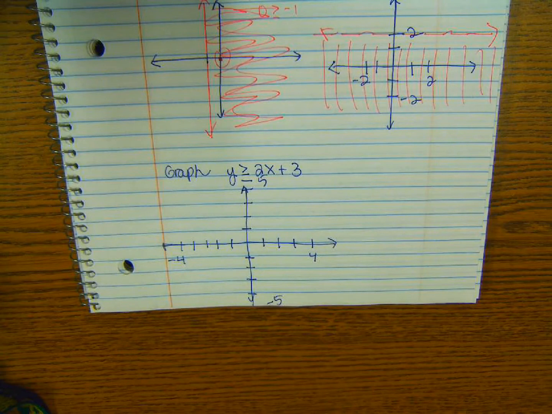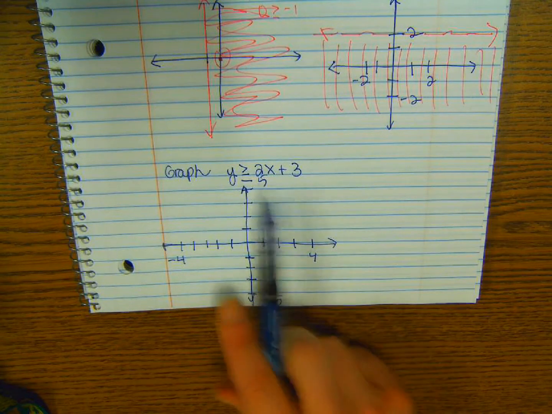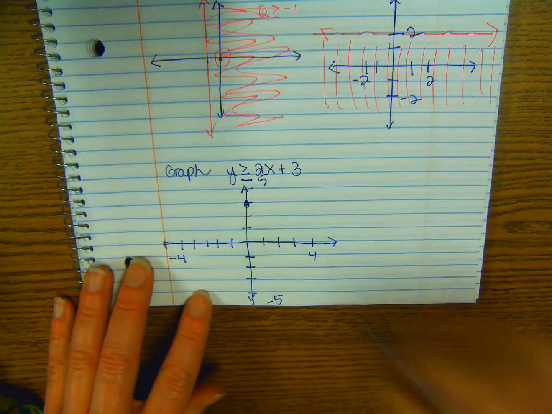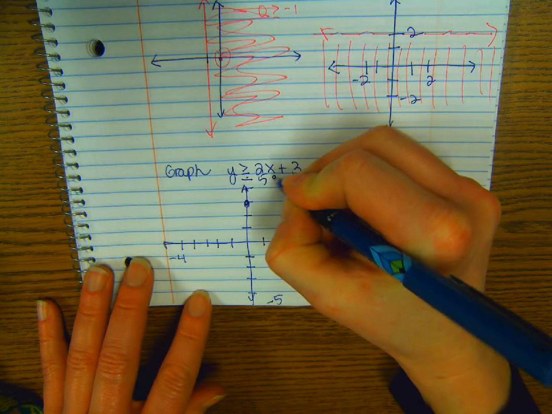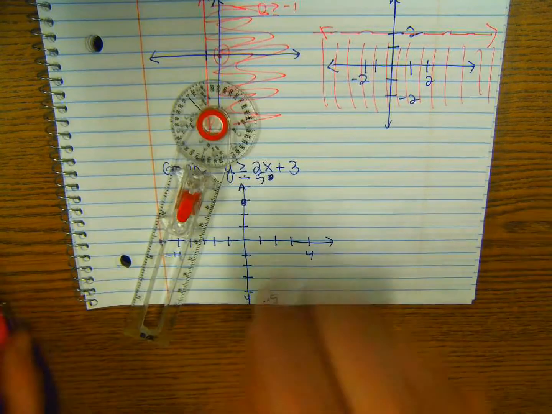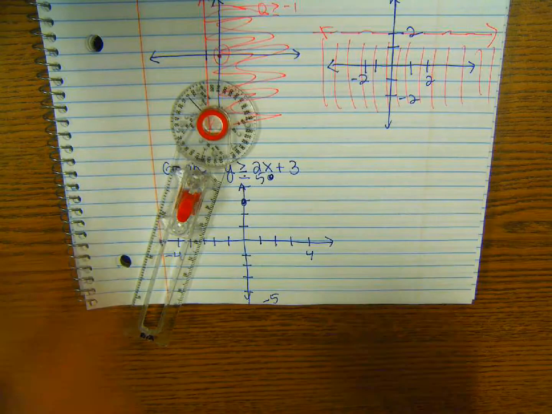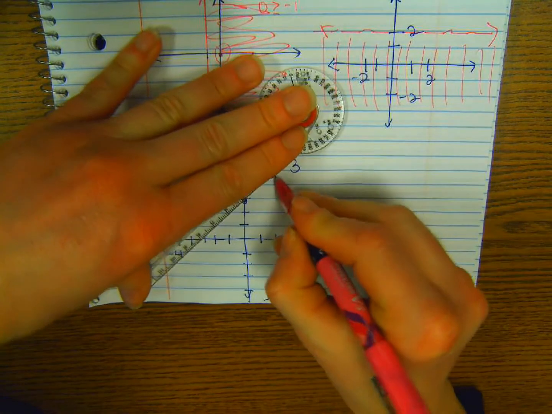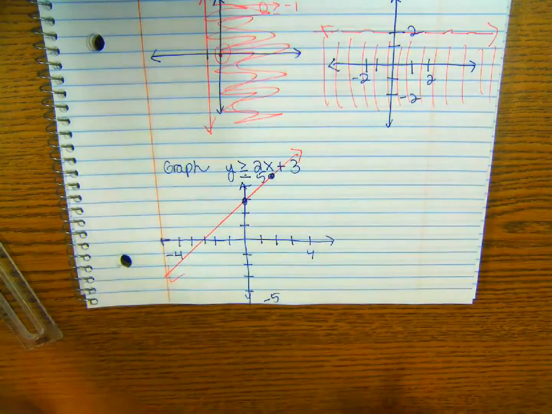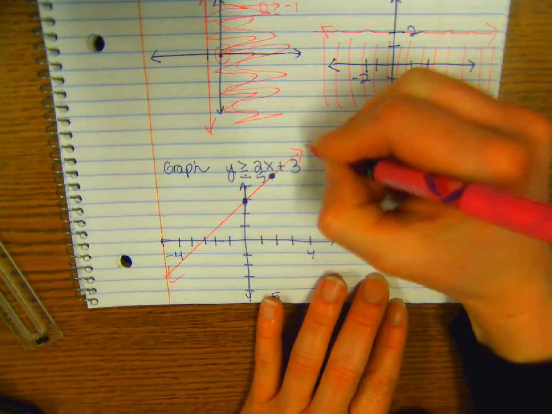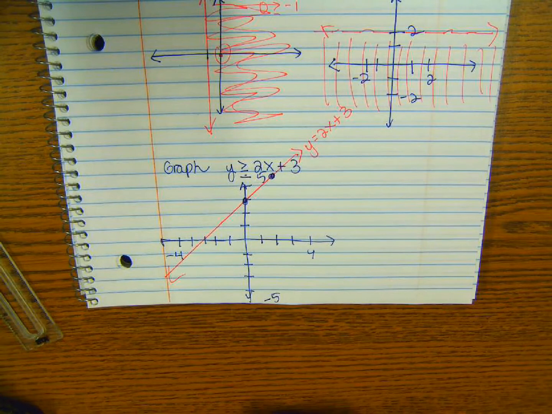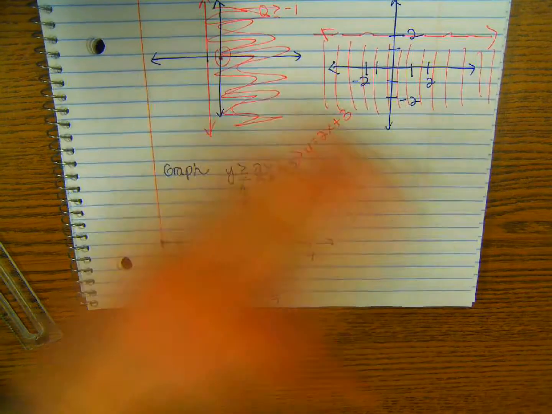What's the y-intercept of that line? 3. What's the slope? 2. So I'm going to start here at 3, and a slope of 2 means I'm going to go up 2 over 1. I am going to make it a solid line. So this time my plane is cut in half on a slant. I like to label my line, so the line is exactly y equals 2x plus 3. So I'm either going to shade over here or over here.